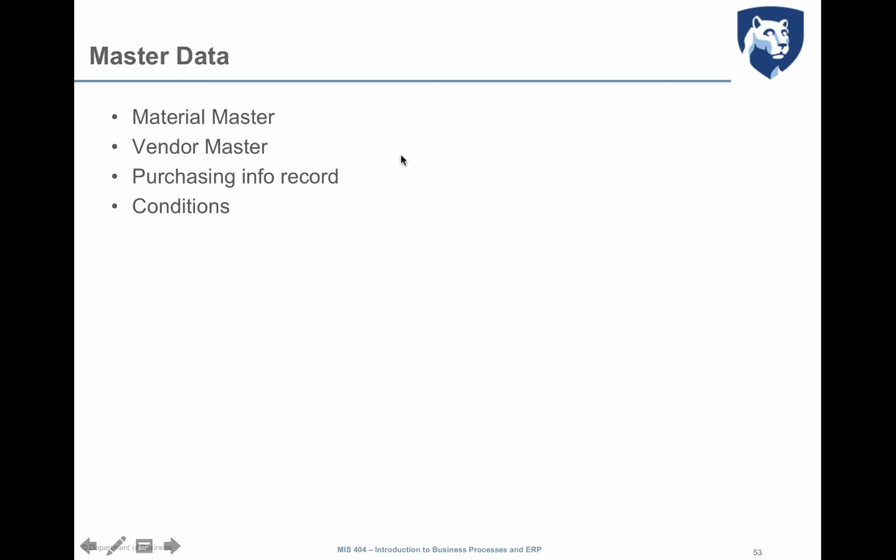Then, besides organizational data, we also have master data, which are relevant for the procurement process. In particular, the four master data types that are relevant to the purchasing process are material master, vendor master, purchasing info record, and conditions.